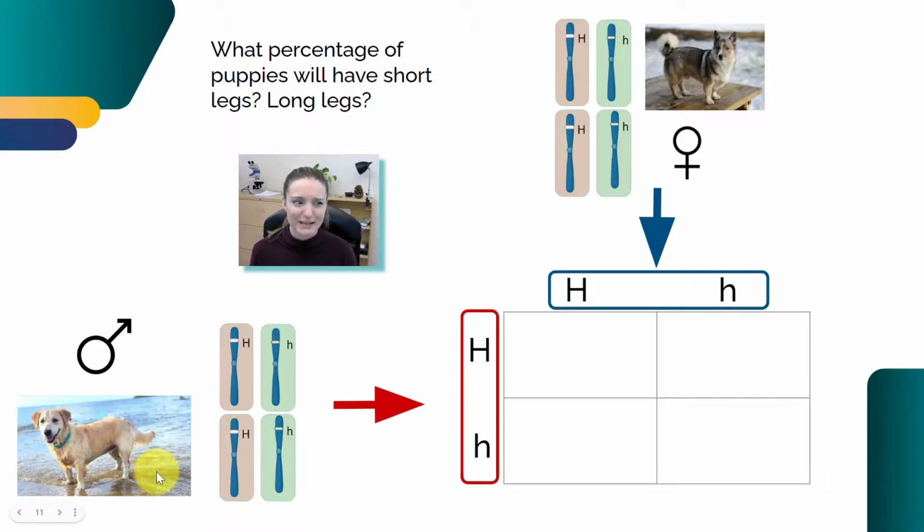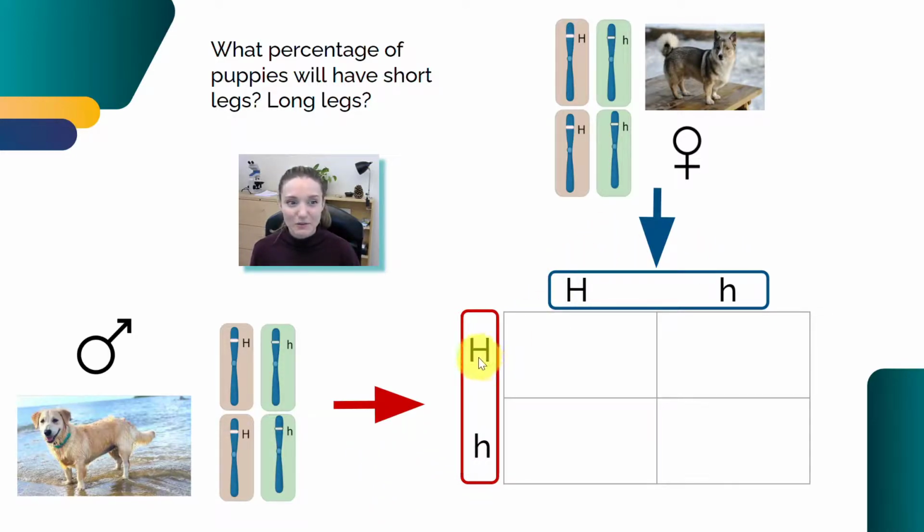Same thing with dad. Let's say the Golden Retriever mix is the dad here. So half of his gametes will have this dominant allele. Okay, so that's what this letter right here represents. This letter represents 50% of the gametes coming from dad could have that short leg allele. The other 50% of gametes that dad will make will have the recessive long leg allele. Okay, so that's what this lowercase h represents. 50% of the gametes will have the possibility of having that recessive long leg allele.